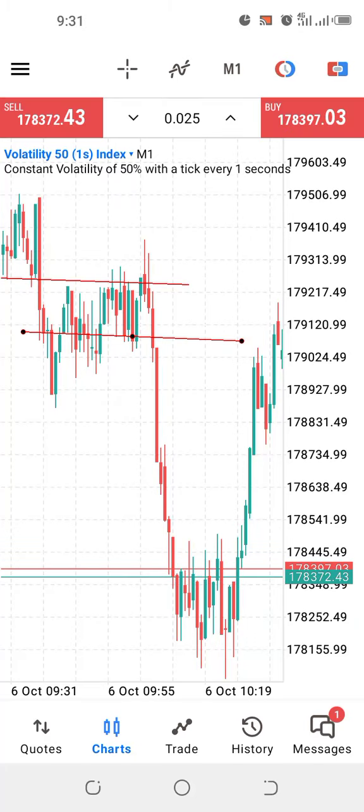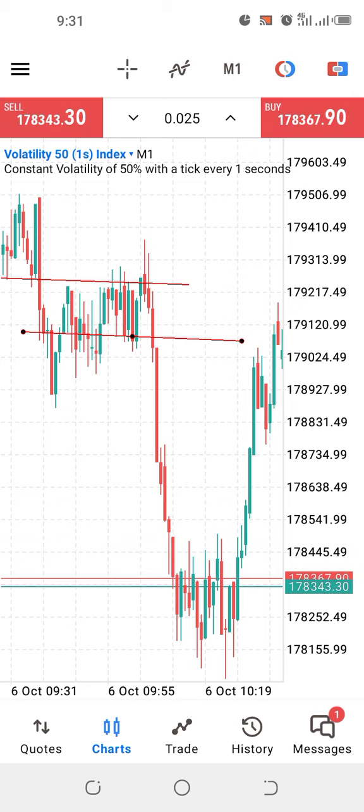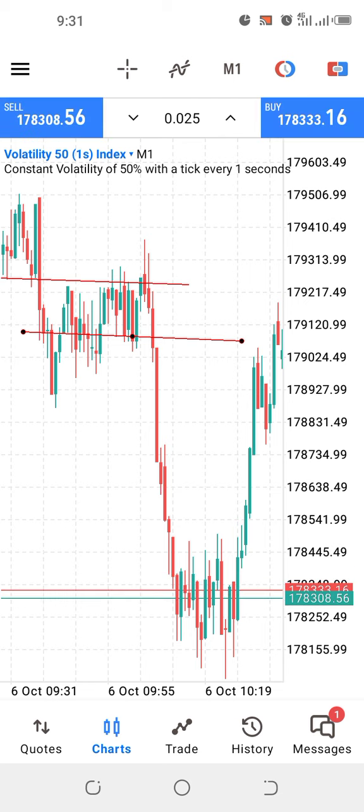Today we're going to talk about support and resistance levels. Remember, this works on forex, stocks, options, crypto, and all chart related trading.